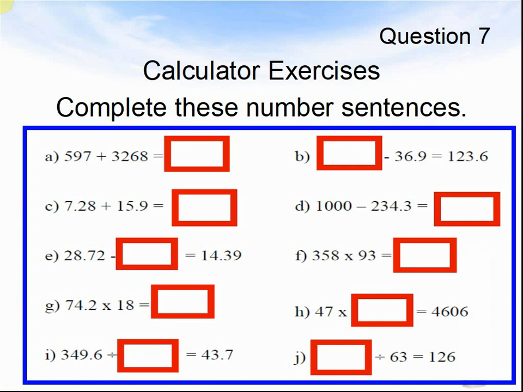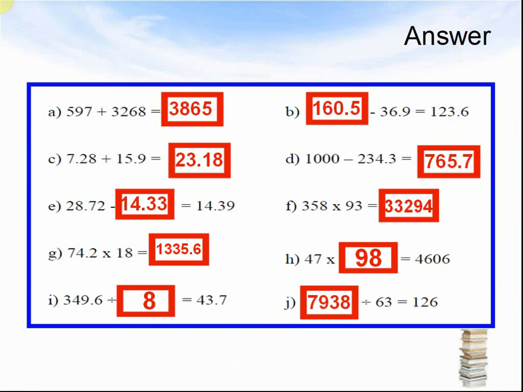Calculator exercises. Complete these number sentences. Pause the video until you are ready to see the answers. Here come the answers. The answers are these. A. 597 plus 3,268 makes 3,865. B. 160.5 minus 36.9 equals 123.6.